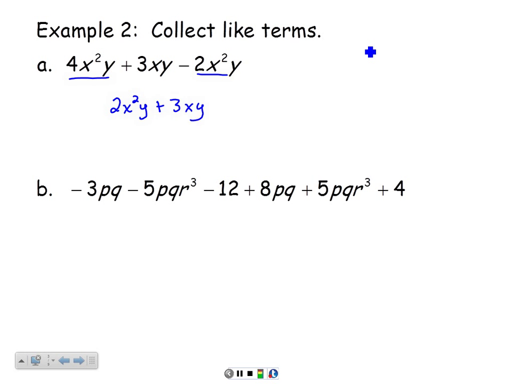Okay, so in letter B, I have a -3pq and I have a +8pq. And so -3 and +8 is going to be 5pq. And then I have a -5pqr to the third and a +5pqr to the third. Those are opposites. They go away. Remember, when things are opposites, they go to 0 and we just mark them out. And then what we have is a -12 and a +4, which is going to be a -8.